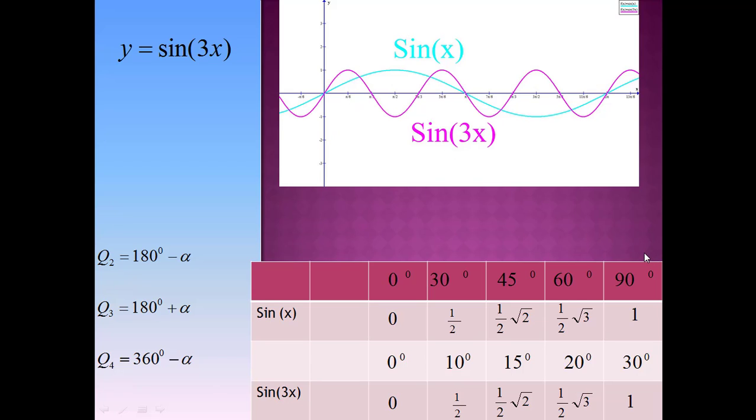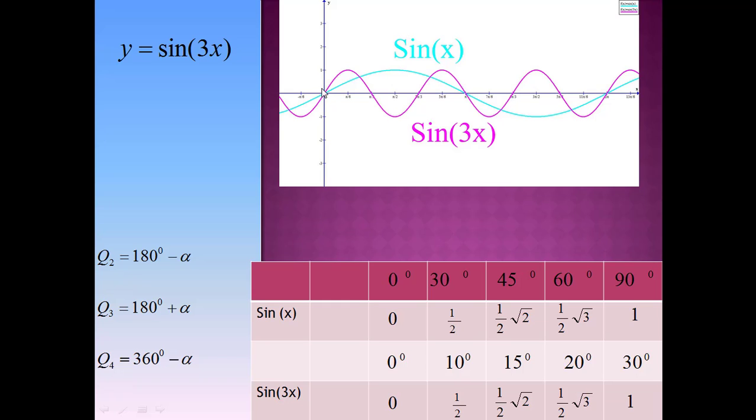After you got until 90, how to draw sin 3x? Remember, sin 3x means that each of these degrees is divided by 3. So if before, 90 is 1, now it's not 90 anymore but 30, because 90 divided by 3 is 30. If before 90 the value is 1, now 30 is 1, etc. 60 becomes 20, 45 becomes 15, 30 becomes 10, and 0 is 0. So this is the value.